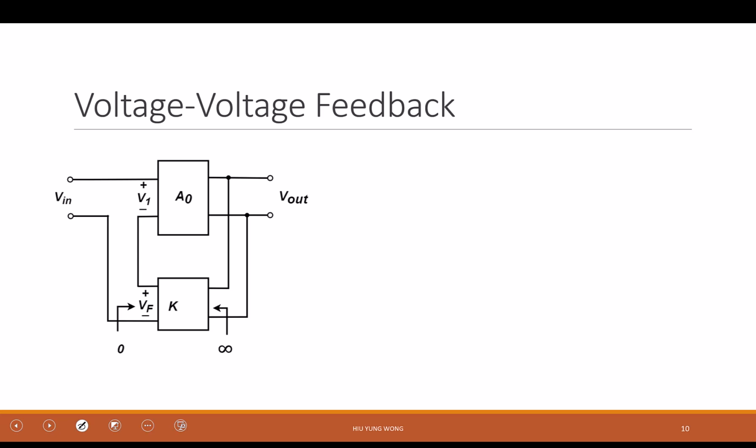Okay, so let's look at this voltage feedback. Why is it voltage feedback again? Because the input to the feedback amplifier is voltage. The output from the feedback amplifier is also voltage. That's why it's called voltage. And can you remind me again, from the whole circuit topology, in terms of shunt and series, what do we call this?